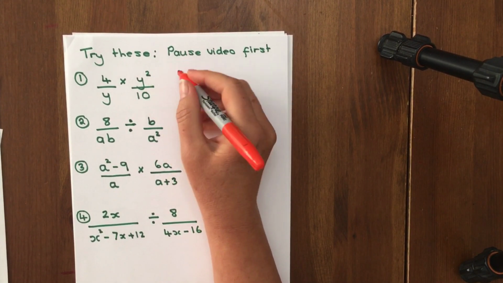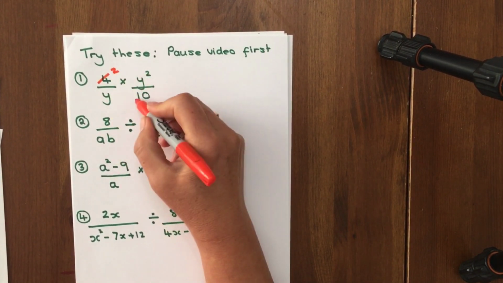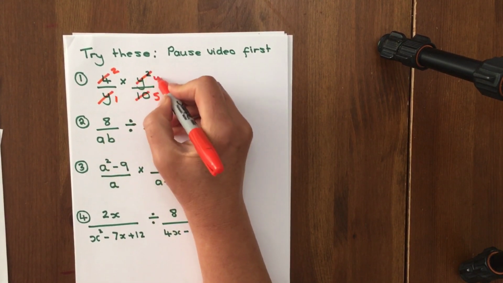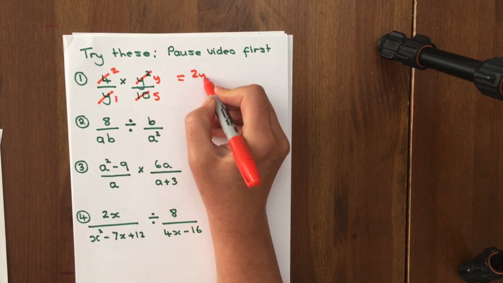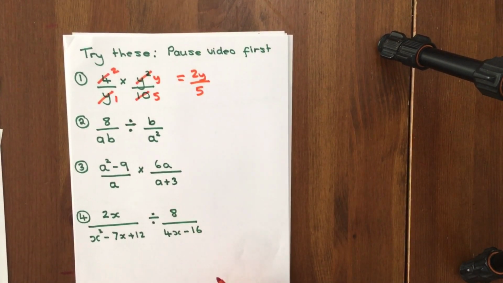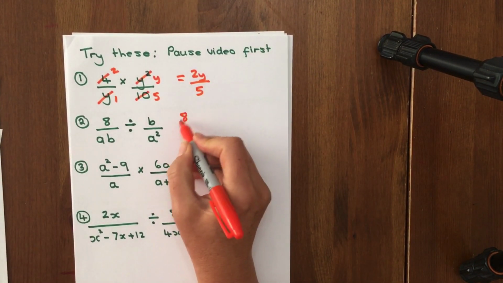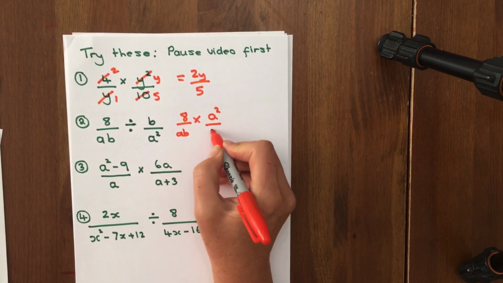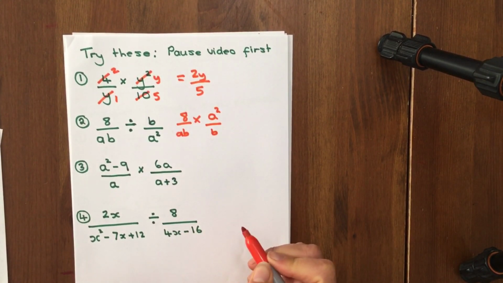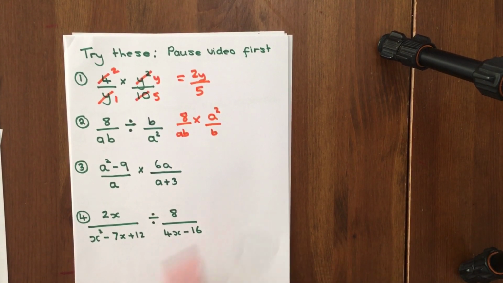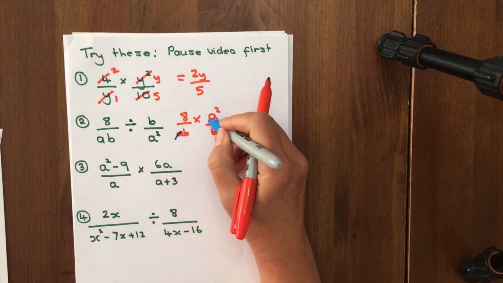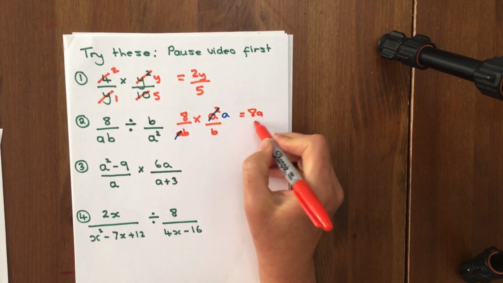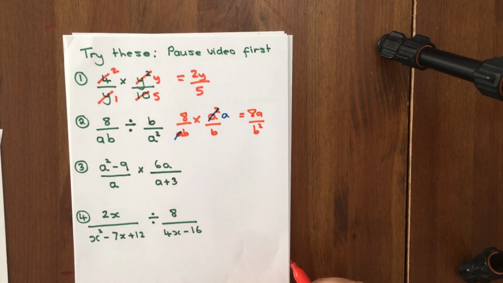So I've got multiplication, cancel, divide top and bottom by 2, cancel by y, top and bottom, so I've got 2y over 5. Okay, so keep, change, flip. I can just cancel a's on top and bottom here, so a and a, and so I multiply the numerators and multiply the denominators.